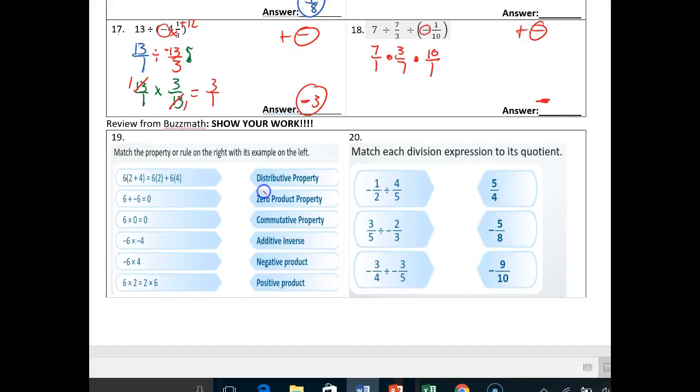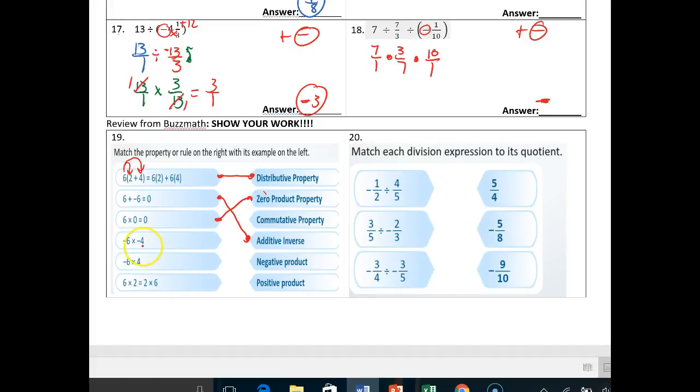So 6 times 2 plus 4. We're multiplying 6 times 2 and 6 times 4. That's exactly what they're saying right here. That's called the distributive property. 6 plus negative 6, that's 0. Those are when you have opposites add up to 0. That's the additive inverse. 6 times 0 equals 0. That's any number times 0 is 0. That's the zero product of multiplication.